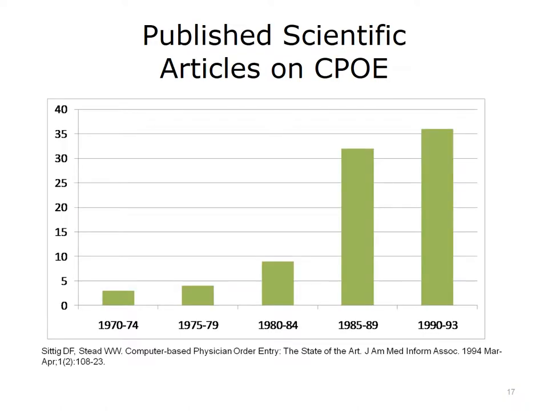Much of the history discussed thus far was summarized in a 1994 article by Sittig and Stead. In their article, they reviewed all the published studies about CPOE through the early 1990s. This graph is an analysis of their bibliography. As can be seen, the number of published articles about CPOE was small in the 1970s. By the mid to late 1980s, however, a great deal of scholarly activity was developing around CPOE. Many of these studies tried to answer research questions about the impact of different implementation strategies for CPOE.